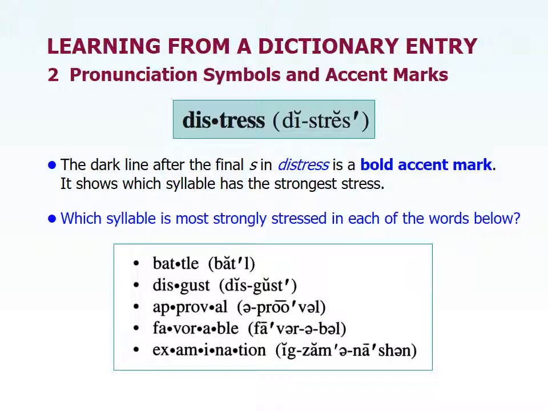But if we look at this word examination, we'll see that there's actually two accent marks. There's a dark one after nay, and there's a light one after zam. What this means is that there's two types of stress. The primary stress, which is the main stress, which is on na, and a secondary stress, which is on zam.